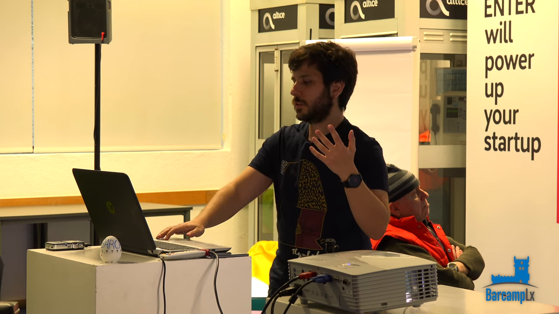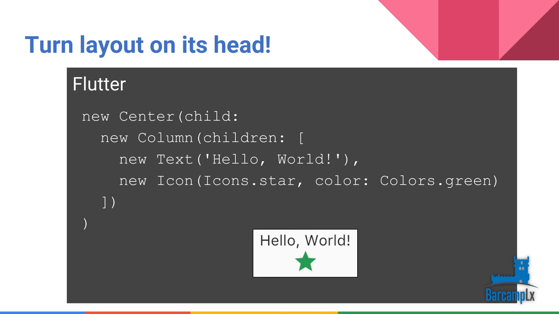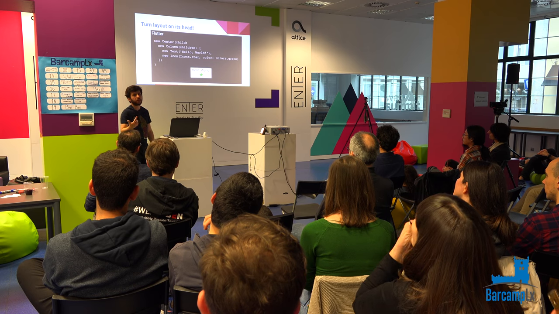Look at the code and imagine: what will be the result? Well, it's just this. Centered, a vertical column by default, and then two children, Hello World, and the star. Simple.